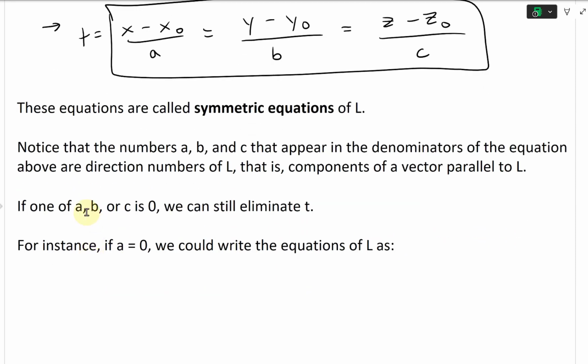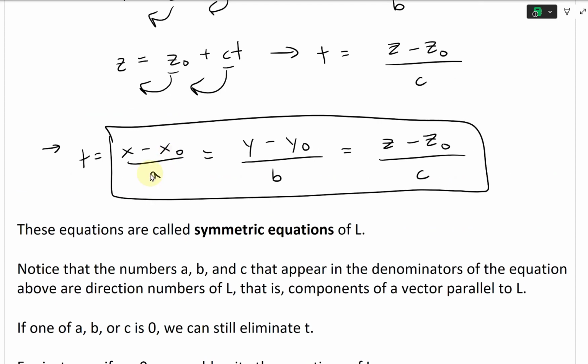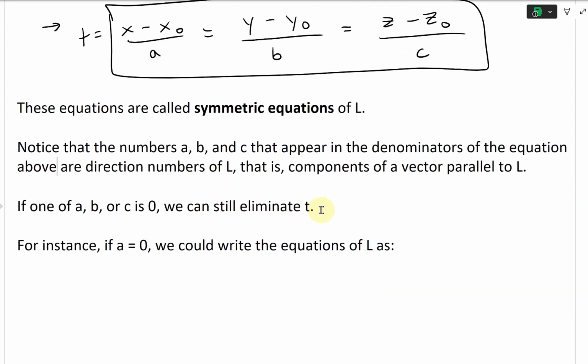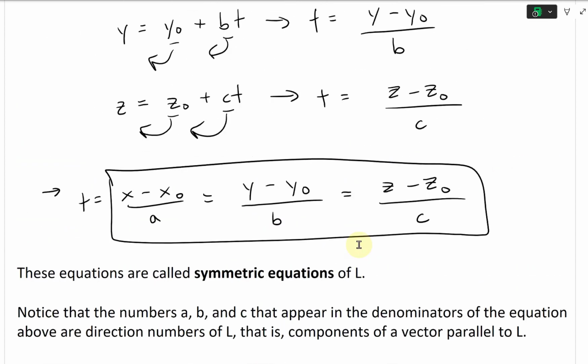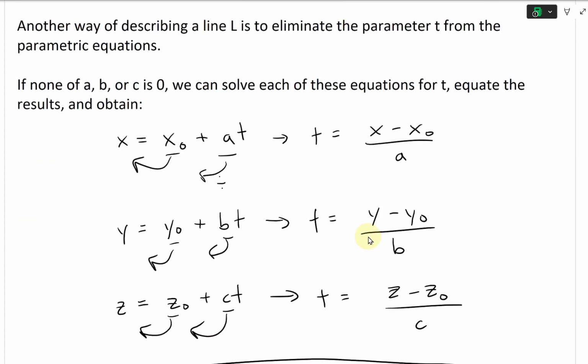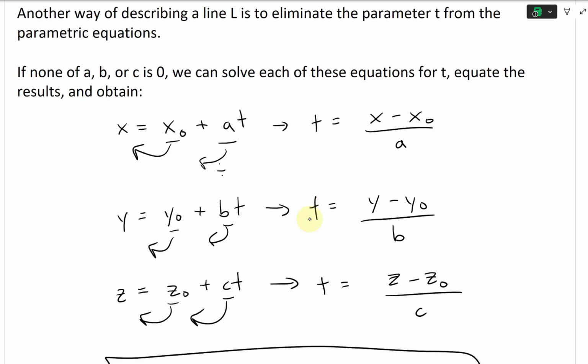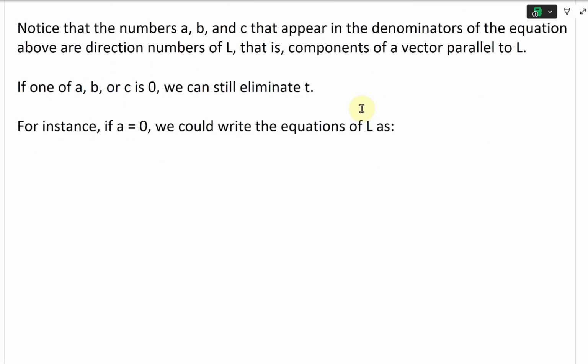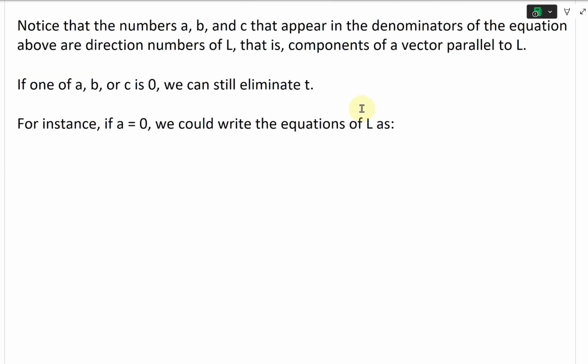If one of a, b, or c is 0, then you can't divide by 0, but we can still eliminate t. For instance, if a equals 0, we can't do this, but we could just start off with x equals x naught, and leave the other ones as they are. So if a equals 0, we have x equals x naught plus at, and this goes to 0 because a is 0.